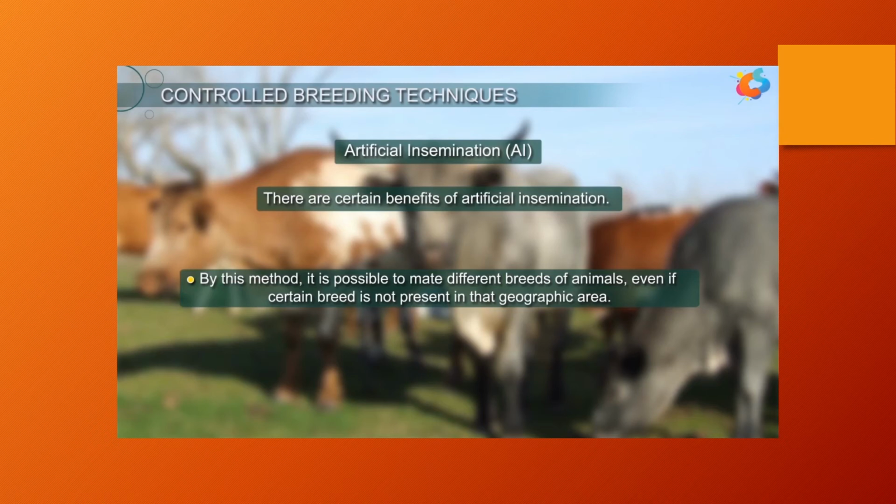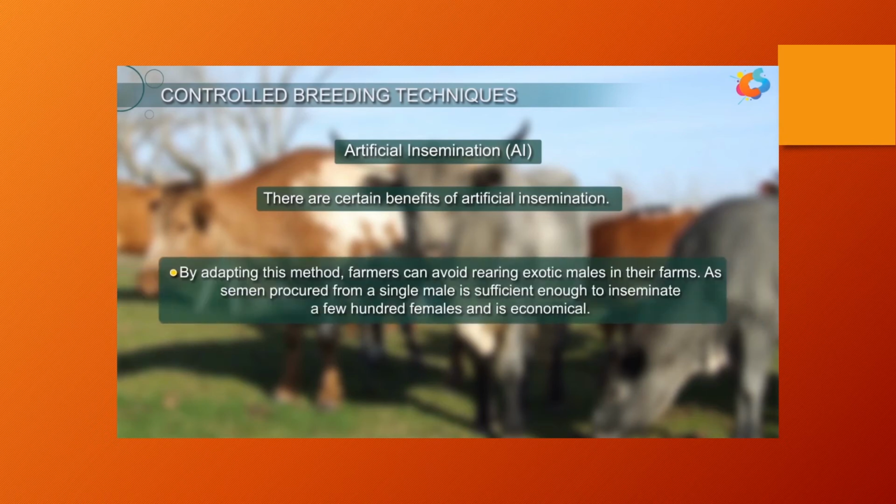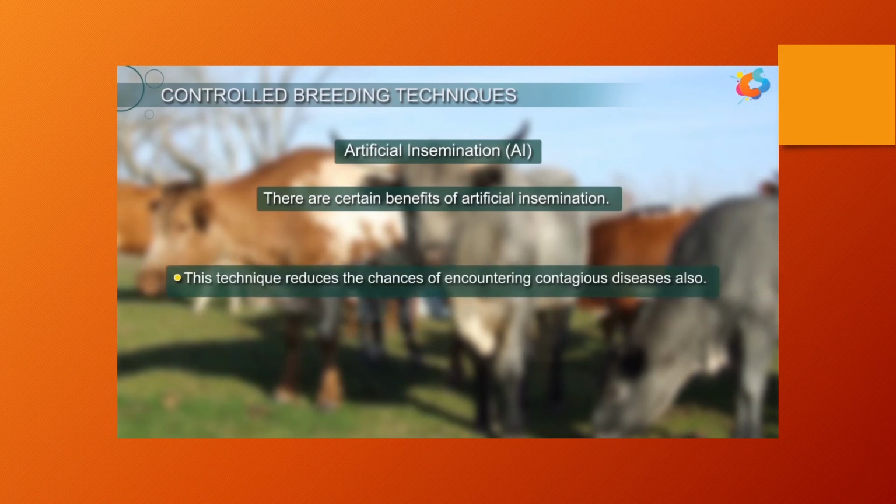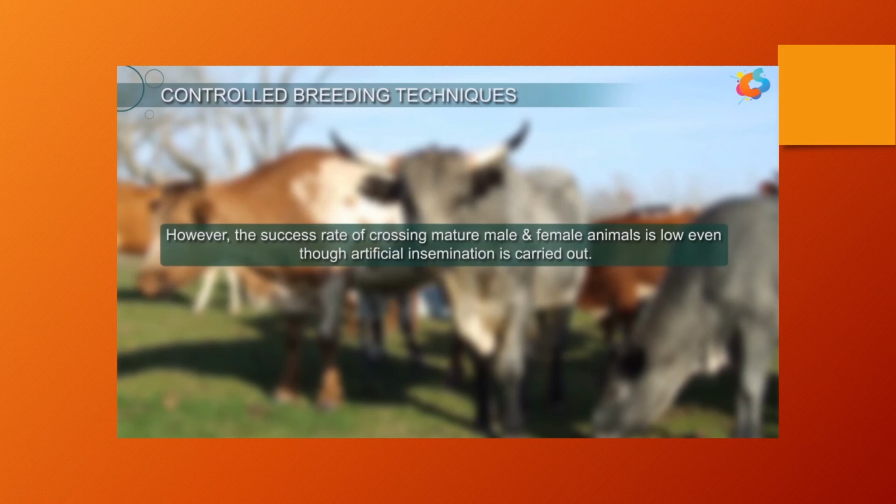that geographic area. By adopting this method, farmers can avoid rearing exotic males in their farms, as semen procured from a single male is sufficient to inseminate a few hundred females and is economical. This technique reduces the chances of encountering contagious diseases also. However, the success rate of crossing mature male and female animals is low, even though artificial insemination is carried out.